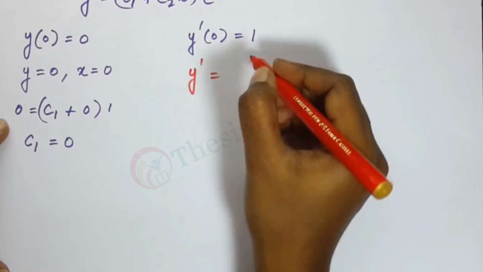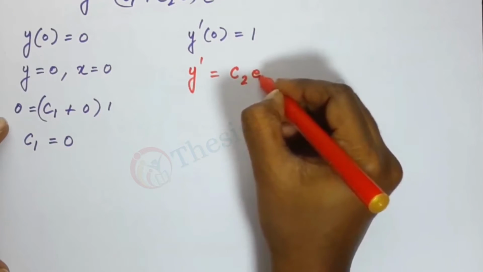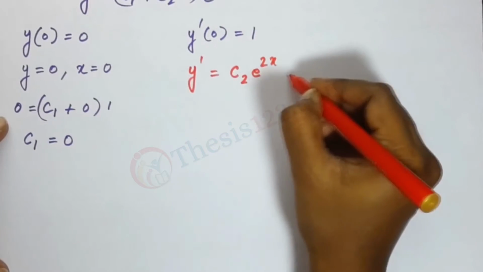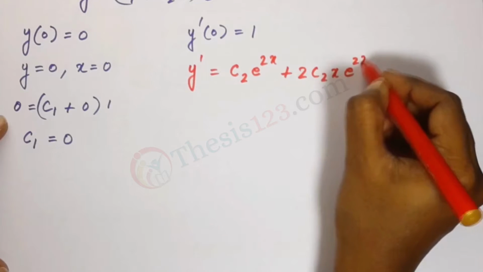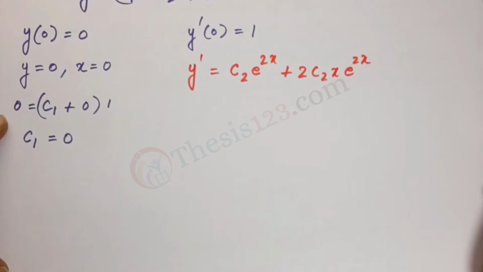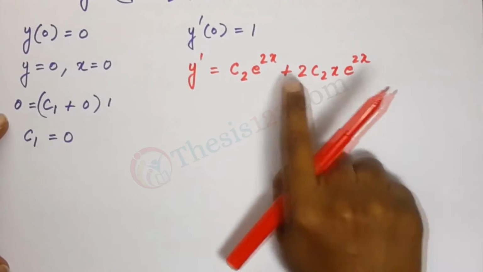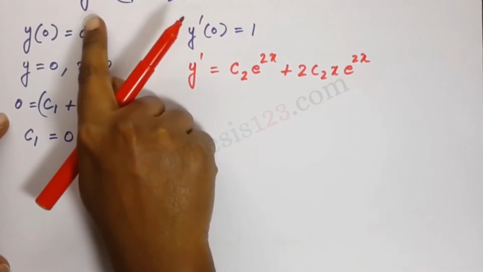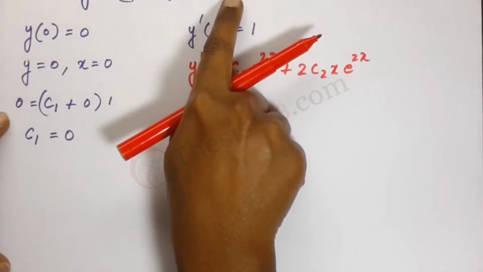y dash would equal c2 e power 2x plus 2c2x e power 2x. Let me tell you how I got this. Now the equation is y is equal to (c1 + c2x) e power 2x.